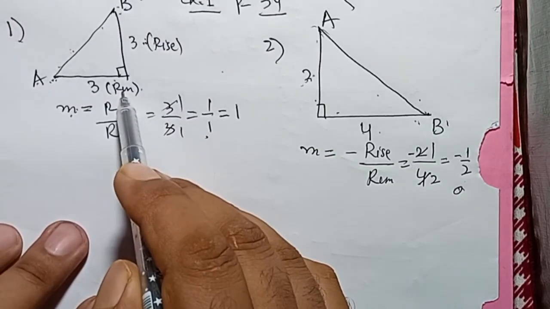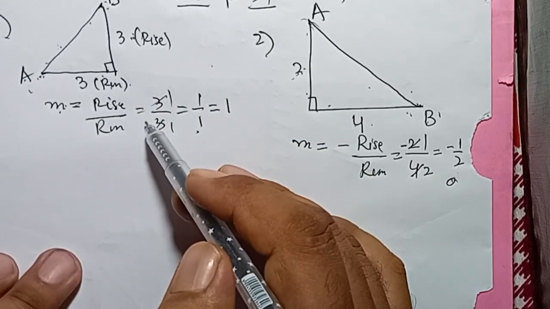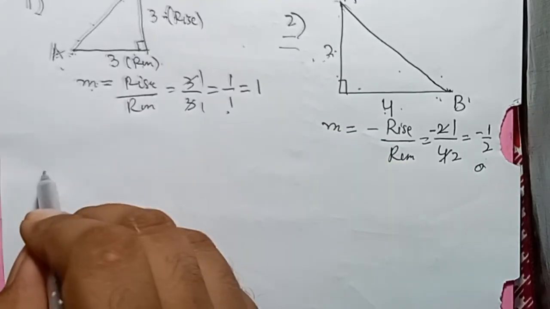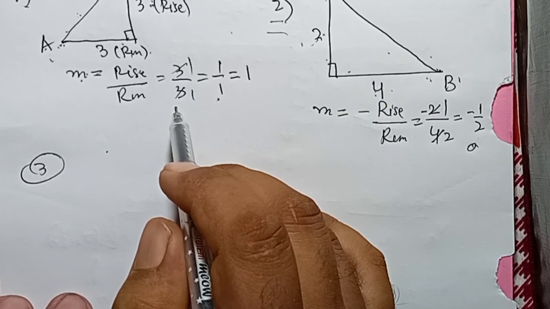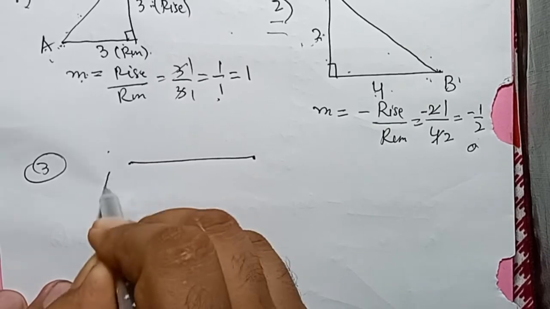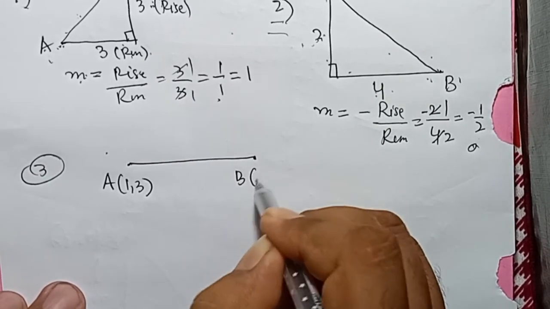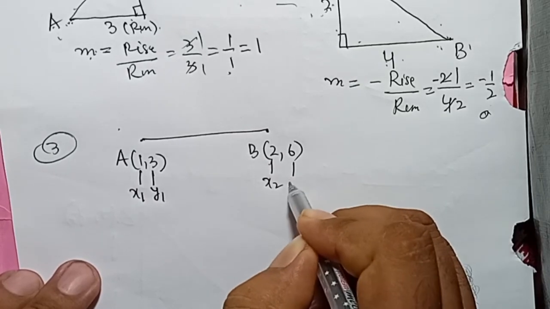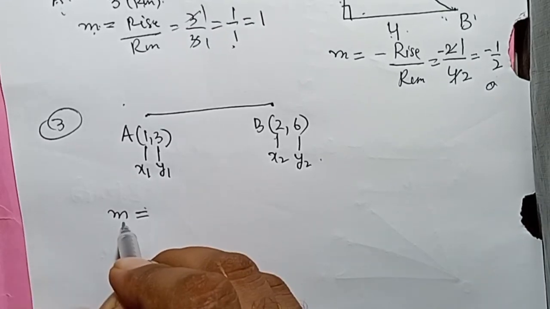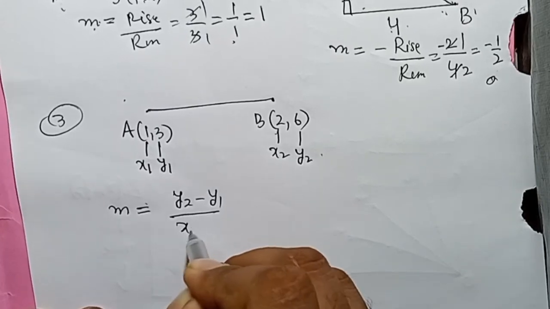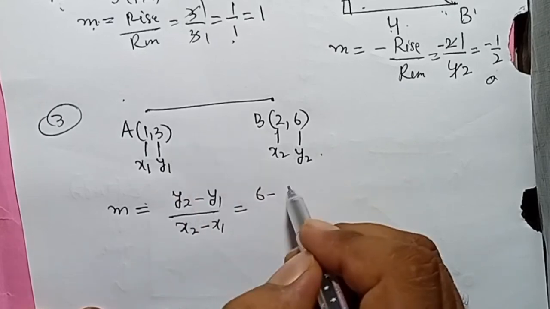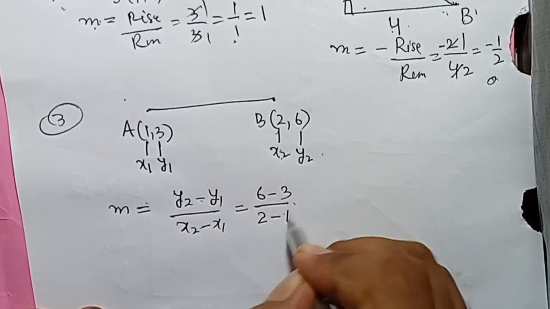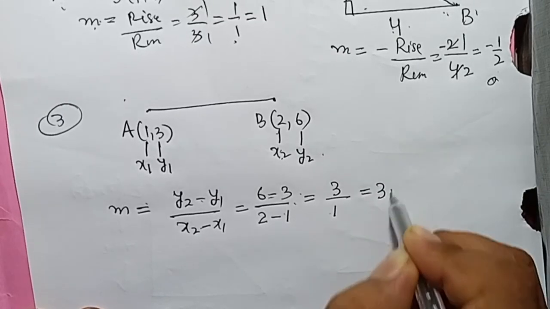And here we have rise by run. There are no points given, and in the coming questions we have the points given. We have a pair of points, that means 2 points in brackets, but in these questions we have only rise and run. You can see the 3rd question. A is 1, 3 and B is 2, 6. This 1 is my x1, this 3 is y1, this 2 is x2, and this 6 is y2. I know the formula when points are given: gradient m is equal to y2 minus y1 divided by x2 minus x1. That is 6 minus 3 divided by 2 minus 1. So 6 minus 3 is 3, 2 minus 1 is 1. So 3 is the answer of the 3rd question.